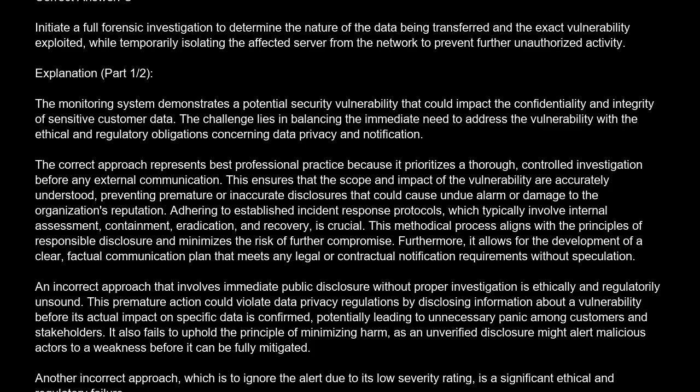This premature action could violate data privacy regulations by disclosing information about a vulnerability before its actual impact on specific data is confirmed, potentially leading to unnecessary panic among customers and stakeholders. It also fails to uphold the principle of minimizing harm, as an unverified disclosure might alert malicious actors to a weakness before it can be fully mitigated.